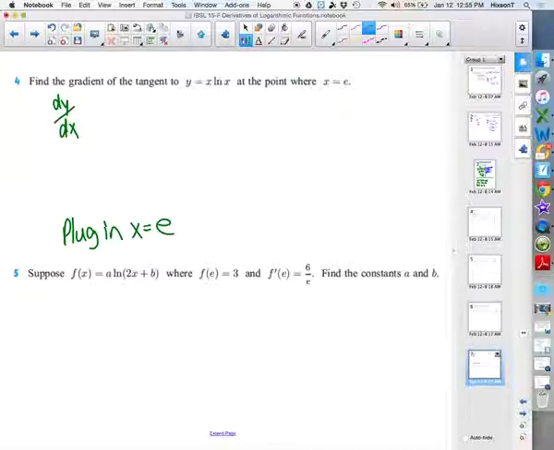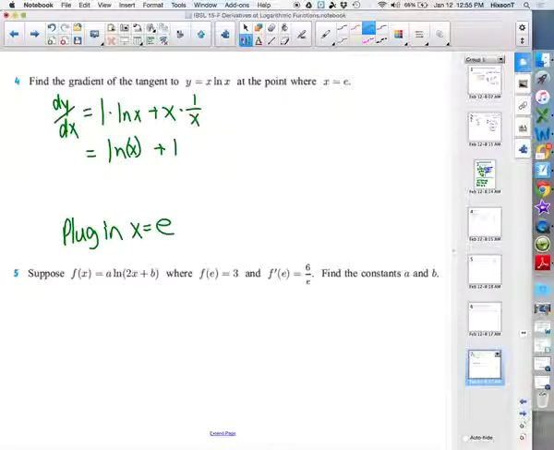Now, a little thing here, make sure that you don't plug in e before you take the derivative, okay? Because if you plug in e, then you have a constant and your derivative is 0. So make sure that you take the derivative first. What are we going to use here? Product rule. So what's u prime? 1 times ln of x plus x times 1 over x. So here's u prime v plus u v prime. So we have just ln of x plus 1.